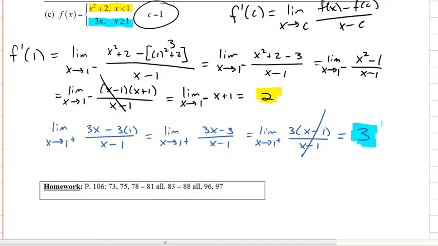Does the limit exist? No, because as you can see, the limit from the left is 2, the limit from the right is 3, and these do not equal. So we say it's not differentiable.